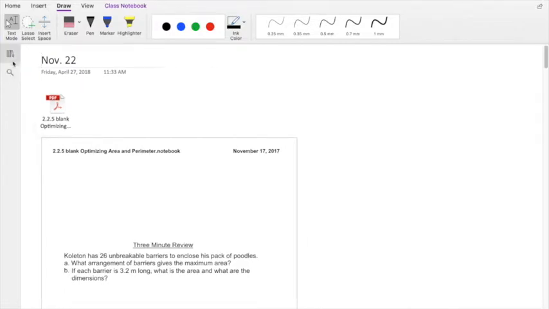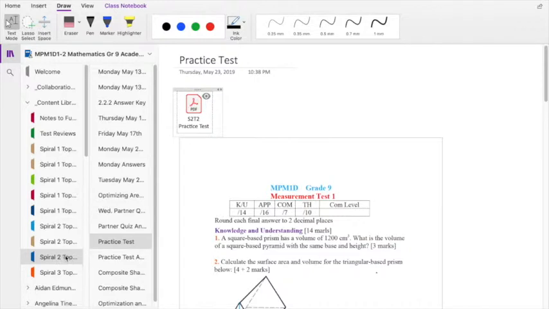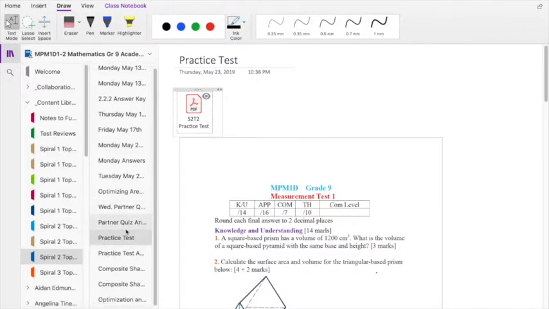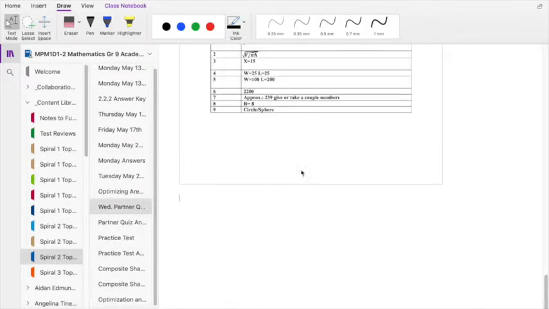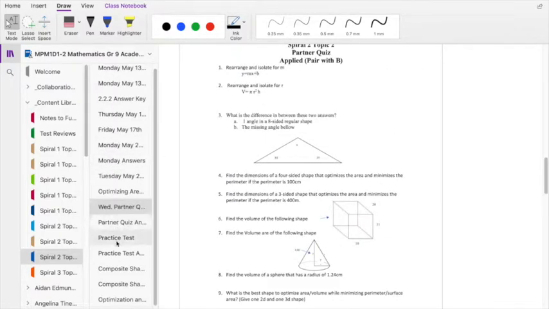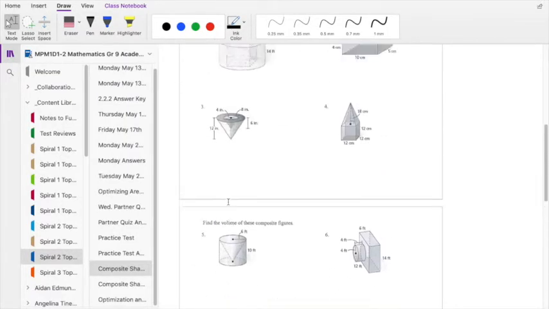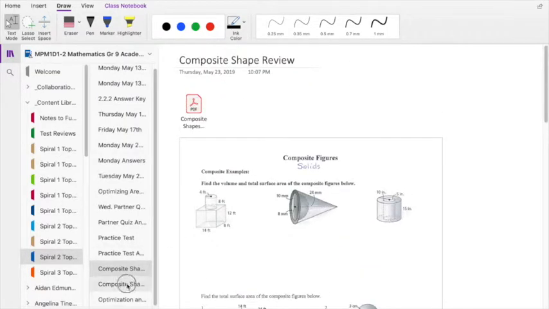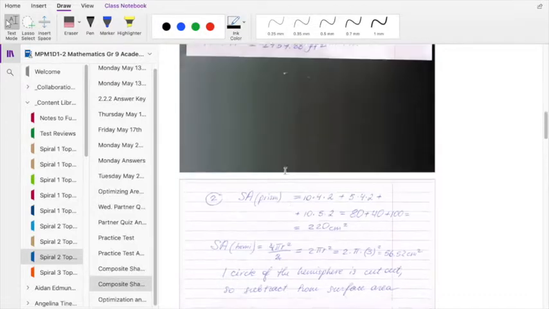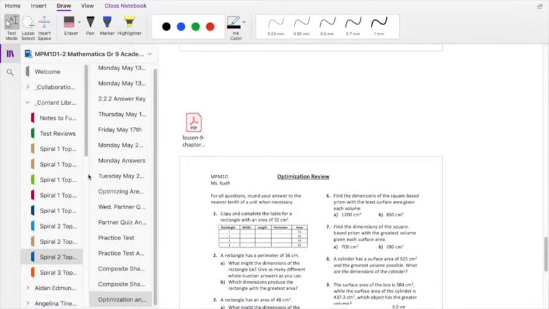If you want to get more studying in, if we look at your OneNote, within Spiral 2 you have a partner quiz. You can go back and do the other partner quiz. You have a practice test. You have some extra answer sheets here with composite shapes and such with the answers, and you have optimization questions as well. So a whole bunch of different options for you to study with.